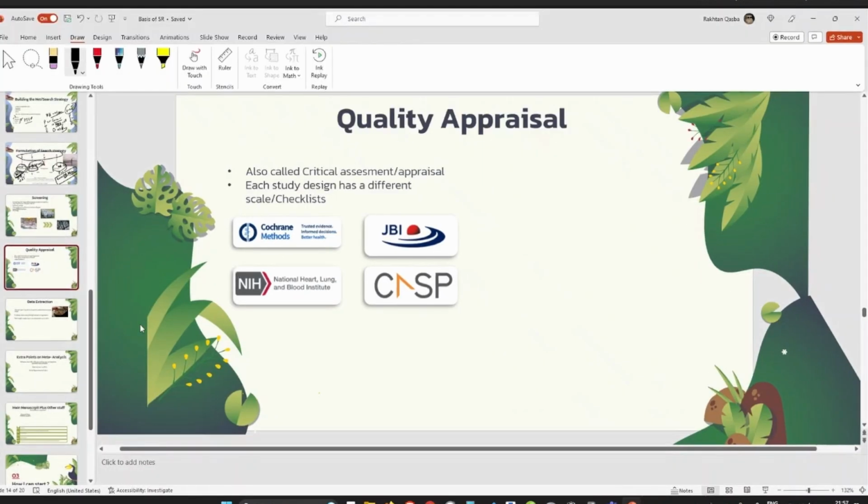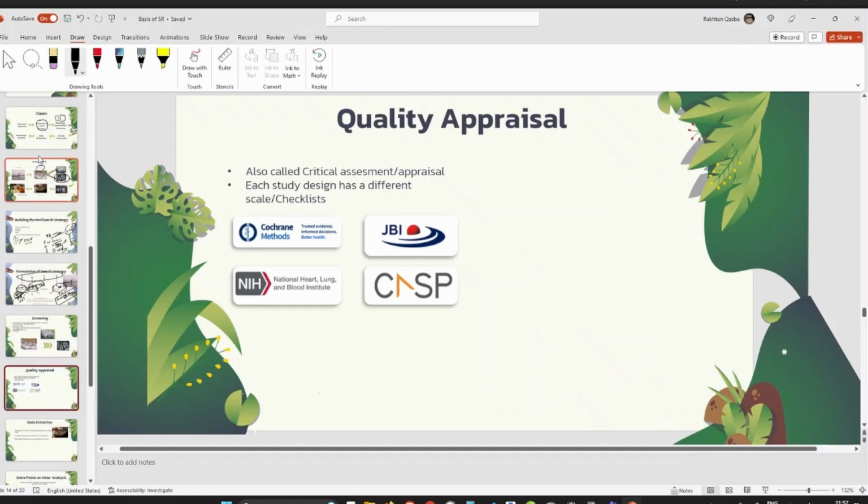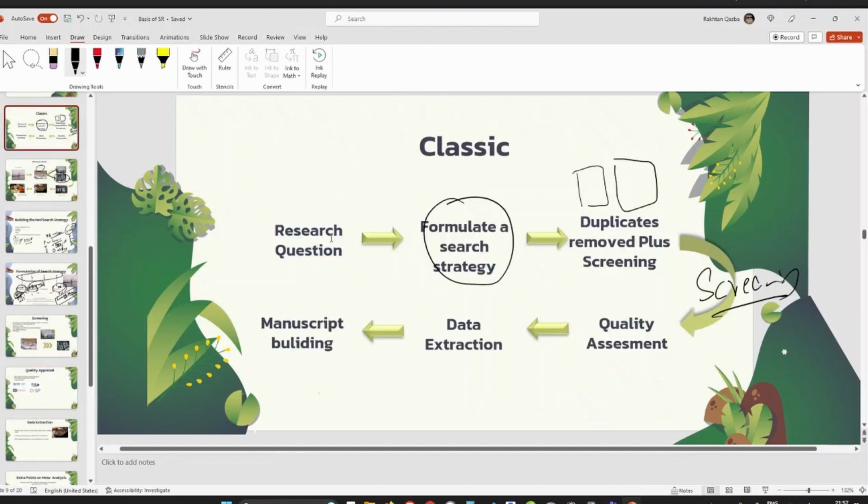So we have moved through the research question, the search strategy, pulling papers from different databases, removing duplicates, and screening those papers by title, abstract, and full text. Then we checked the quality of these papers, how many are good quality and how many are bad quality. Now we'll move into the data extraction phase.